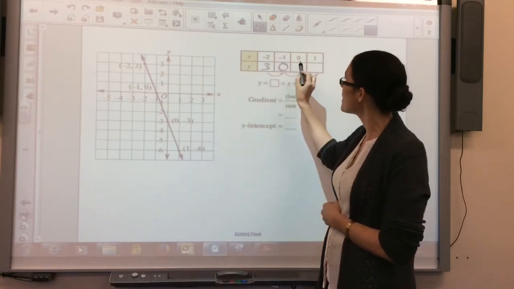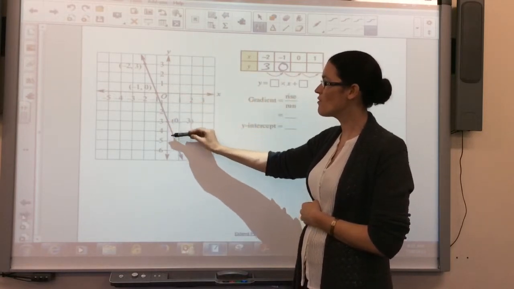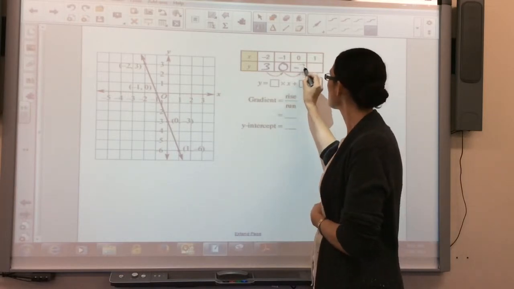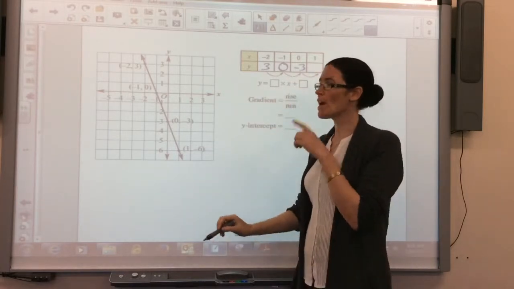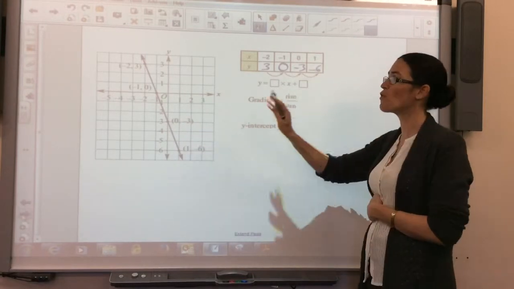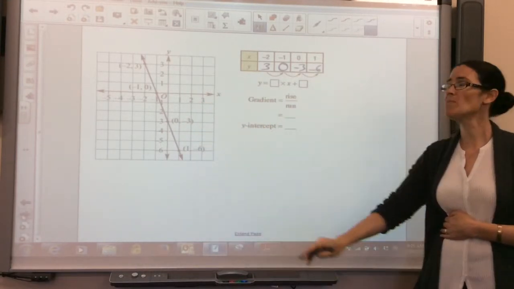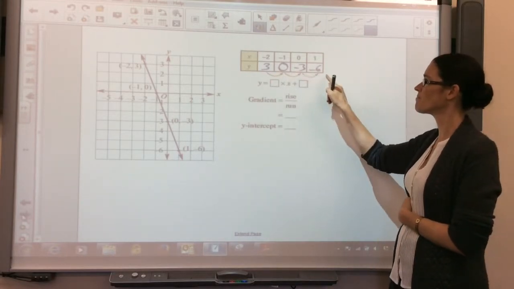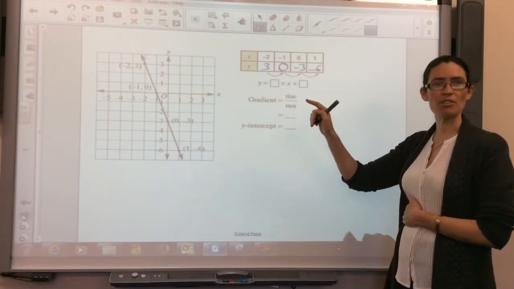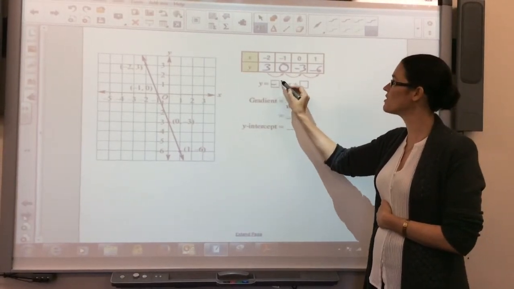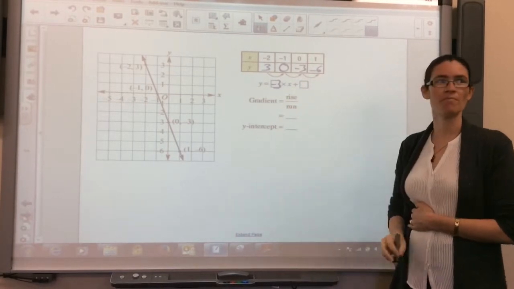Okay? So at 0, what's my y value? -3. At 1, we're at -6. Is everyone happy with that? That was from the graph. Okay? Now, what's my pattern? What's happening here? Going down by 3. Down by 3. So that's going to be my coefficient. So -3, x plus 0.